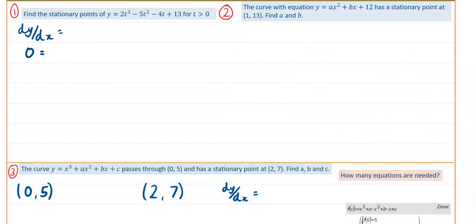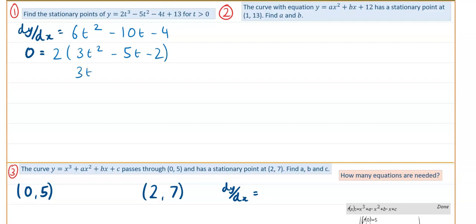Find the stationary points of this equation here for t being greater than 0. So first step is to find the derivative, which in this case is 6t squared minus 10t minus 4. We make that equal 0, and I'm just going to factorize out the 2 here. So 2 bracket 3t squared minus 5t minus 2.